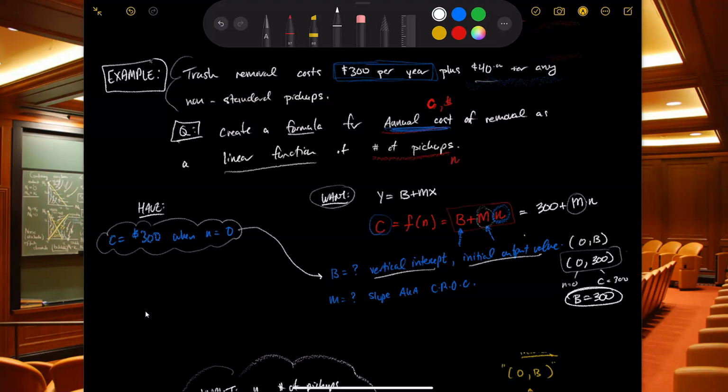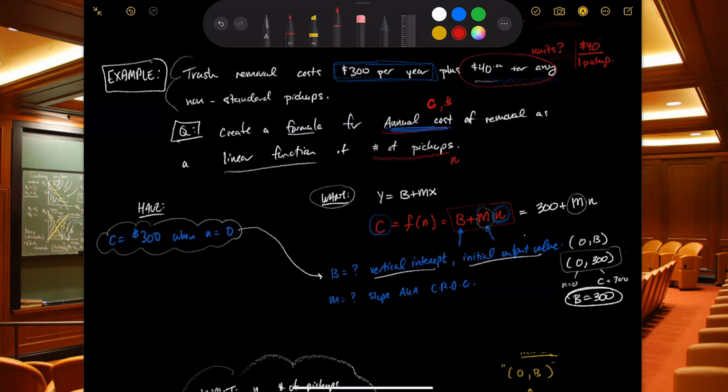So looking for the slope, the constant rate of change. The question is, what does this value tell me? $40 for any non-standard pickups. Well, think of the units. What are the units of this thing? It's $40 per one pickup. If I had 2 pickups, it'd be $80. If I had 3, it'd be $120. So this is $40 per one pickup.